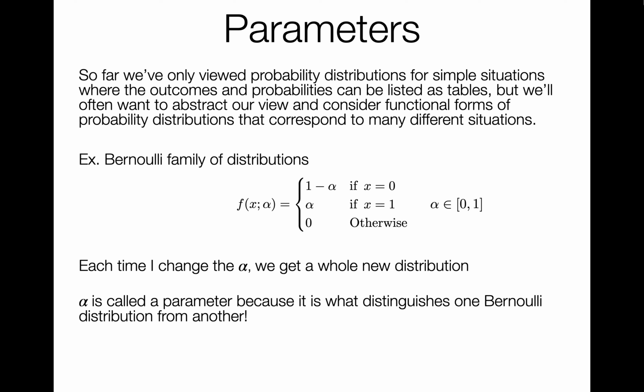The parameters are going to be important because each of the distributions that we look at is going to have its own parameters. The parameters describe or distinguish one distribution, one member of the family, from another. I call this the Bernoulli family of distributions because it's really a bunch of them that have the same functional form. So you can sort of set that aside.